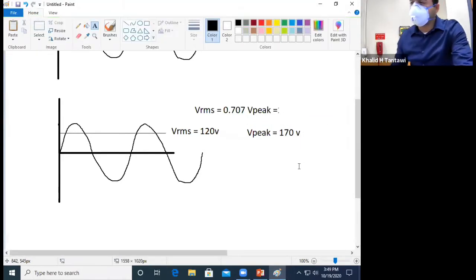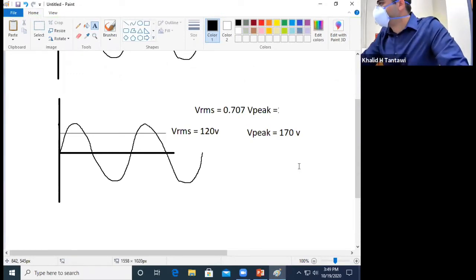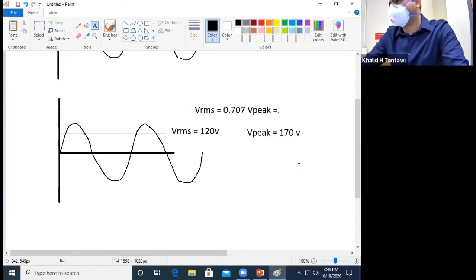But which one do you feel? You feel the 120, not the peak. The effective value that you feel is 120 volts, even though the peaks can go to 170 positive and 170 negative.